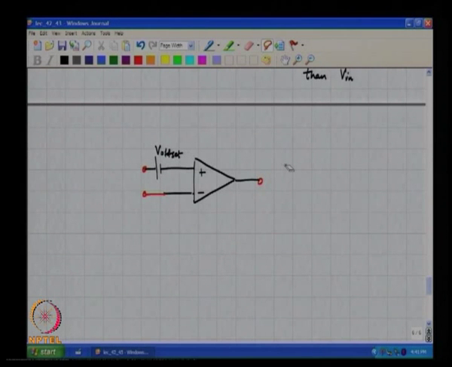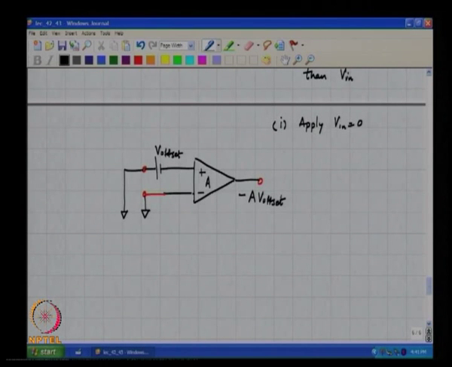Okay, apply 0 input voltage. Okay, that's the first idea, to say, okay, this has got a large gain A. Why don't I apply V in equal to 0, and therefore the output voltage must be minus A times V offset, okay, and from this, hopefully from the knowledge of A we should be able to get V offset. What do you think is the problem with this?